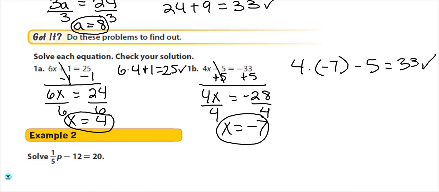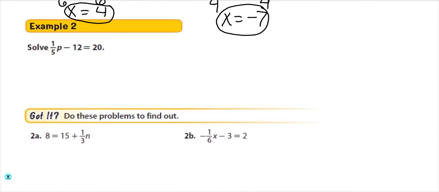All right, we need to keep going. Okay, let's take a look at this one. This one's a little bit different. So it says solve 1/5 p minus 12 equals 20. So let's take a look at that. So first we have to figure out what's being added or subtracted. In this case, we're subtracting 12. So I actually need to add 12.